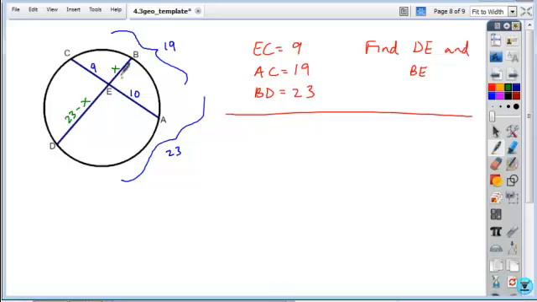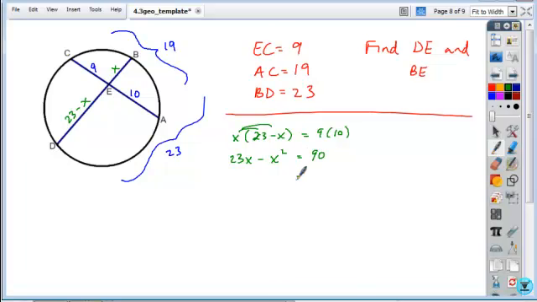And what you can now do is use the rule for chords intersecting. The product of their segments is equal. So X times 23 minus X has to equal 9 times 10. Okay, so when you distribute this out and simplify, you have 23x minus x squared is equal to 90.